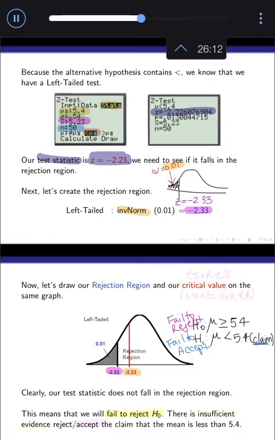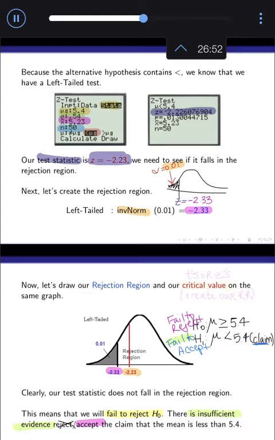If we're going to fail to accept our claim, let's translate. What does that mean? Failing to means there's not enough evidence. This test was inconclusive. We are failing to accept. So we're going to say that there is insufficient evidence to accept the claim that the mean is less than 5.4, because we're failing to accept. And that's our fancy answer that we will give.